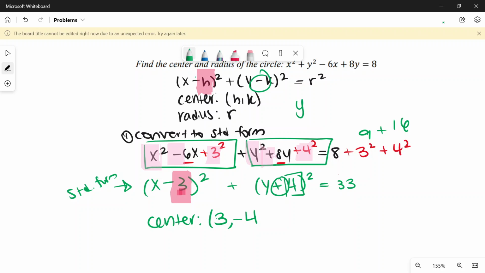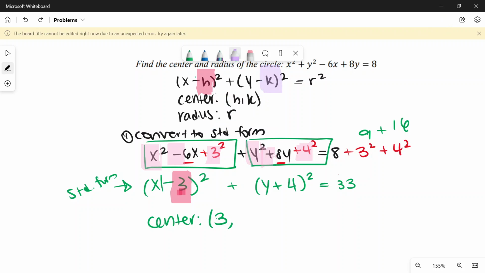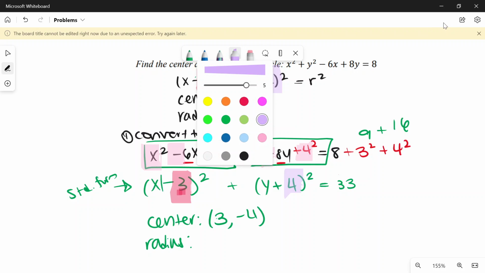So you could do y minus negative 4. Negative times a negative is a positive, so that becomes positive 4, and that's how we got this over here. That's the reason why you reverse it, just if you wanted to know why. But the key thing is whatever number you see here, just reverse it. So this would be positive 3, and then for your k, it would be a negative 4. Okay, that's your center.